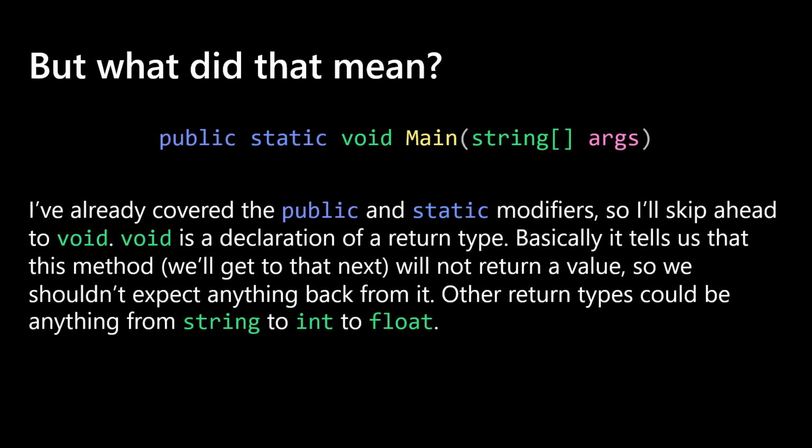Now let's go on to the next line. I've already covered what public and static mean, so I'll skip ahead to void. Void is the declaration of the return type. Basically, it tells us that this method, and we'll get to what that is next, won't return a value, so we shouldn't expect anything back from it. Other return types could be anything from string to integer to floating point. There's all sorts of data types. I'll cover that next episode.